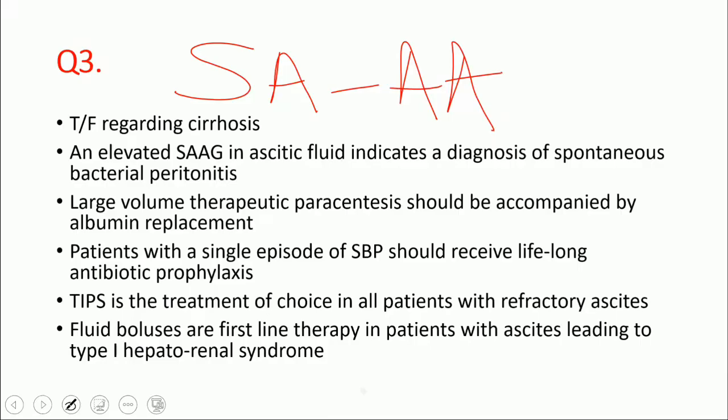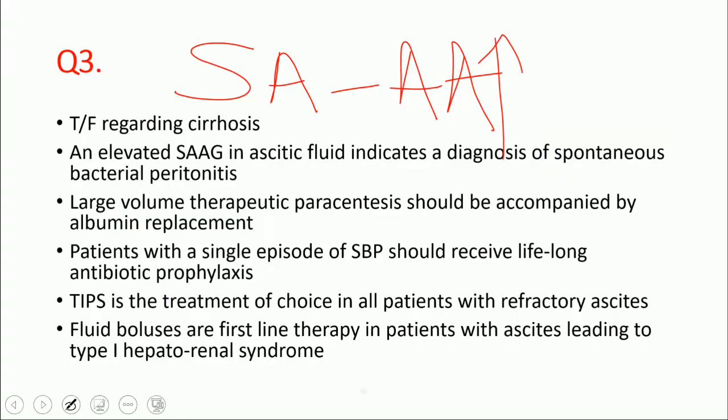So because in cirrhosis your protein content is low in the ascites, the SAAG is higher. So more than 1.1 is the cutoff, right? When there is an infection, or some sort of malignancy causing ascites, the protein content is high. So the SAAG is low, right? So that is an important point to remember. So in cirrhosis, it is portal hypertension. There's low protein inside the ascitic fluid, right?